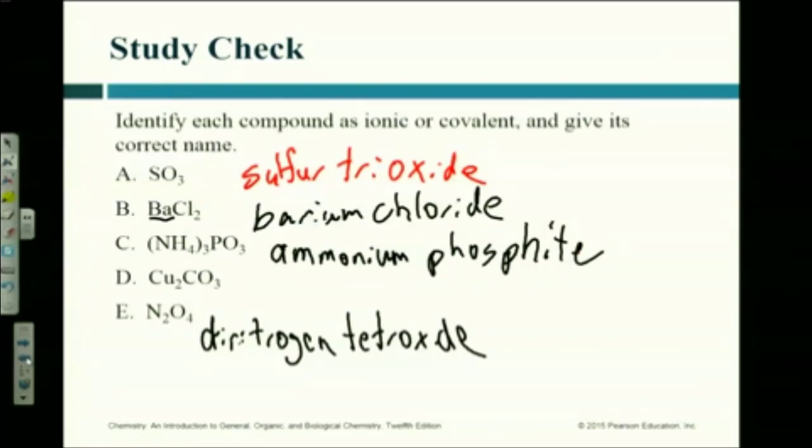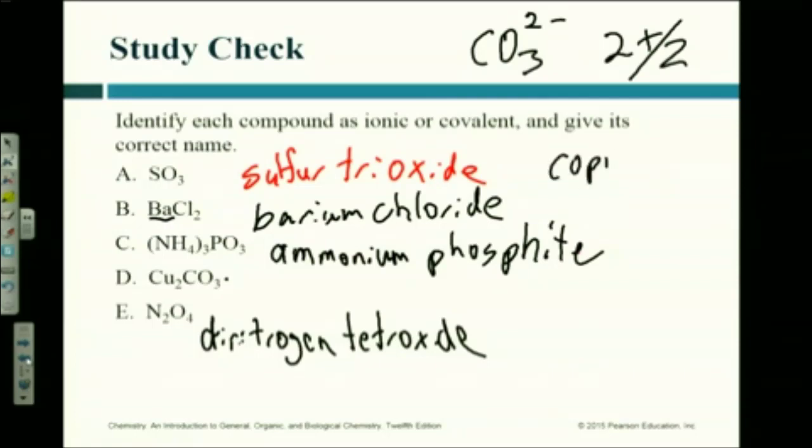Because it is ionic, because it has copper, and copper is a transition metal, so I know I gotta use Roman numeral. So when I do that, I already go and say, well, here's CO3. What's the charge on this? 2 minus, right? That's the carbonate ion. 2 minus. That must mean I need 2 pluses, don't I? Yes. And I'm going to divide that by 2. So this is copper 1 carbonate.